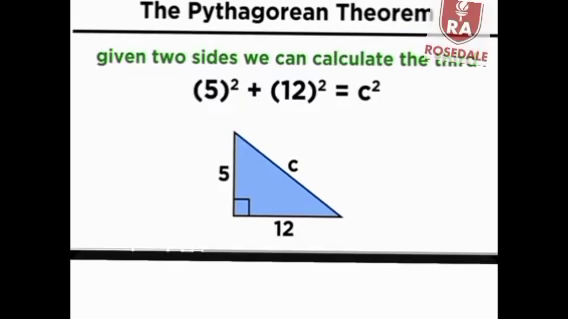Now we have an example here, and this example is talking about 2 sides being given. You are given 2 sides to calculate the third side. The first leg given to you is 5. The second leg given to you here is 12. How then do you calculate the longest side c?